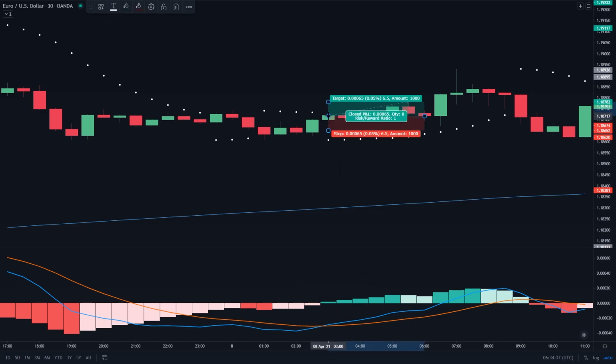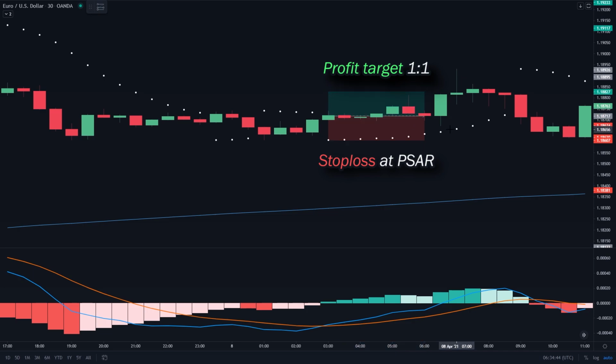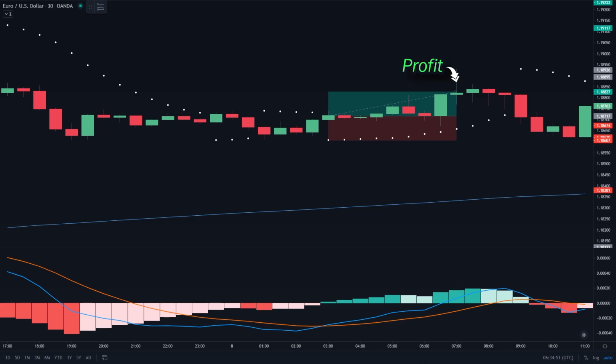Next, for your exit strategy, you want to place your stop loss at the Parabolic SAR and set your profit target at a 1-to-1 risk ratio. And as you can see, our profit target ended up hitting this candle right over here.